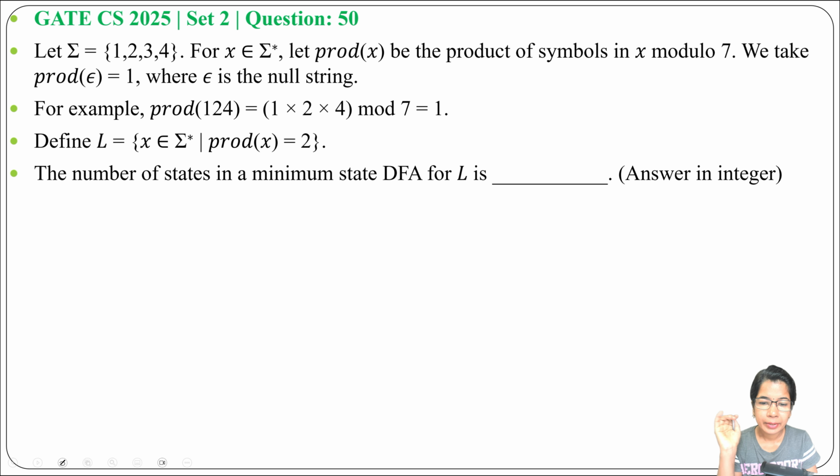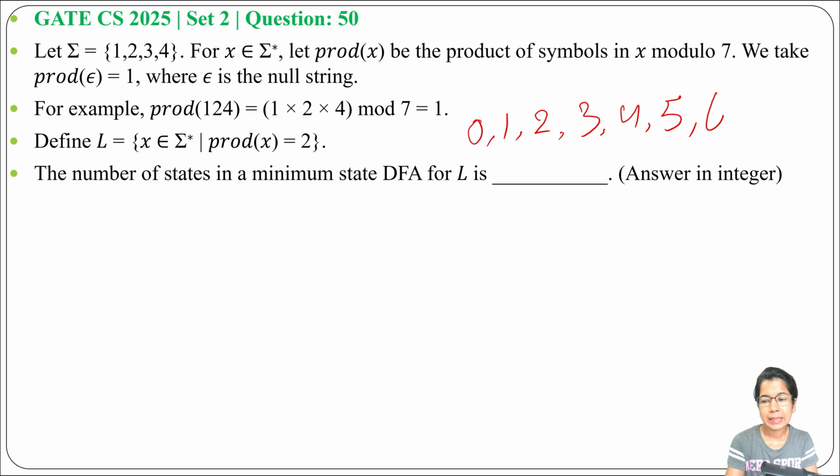In this type of question, as many remainders as there can be, that many states there will be. So for mod 7, there can be remainders 0, 1, 2, 3, 4, 5, 6. So there can be 7 states for remainders 0, 1, 2, 3, 4, 5, 6. But by the products of 1, 2, 3, 4, we are not getting remainder 0.